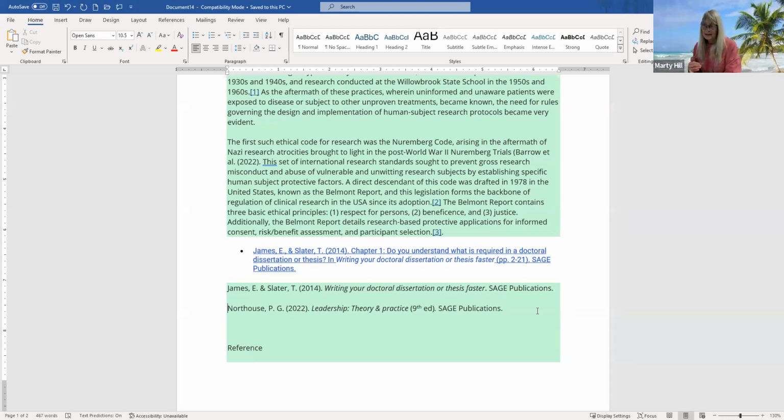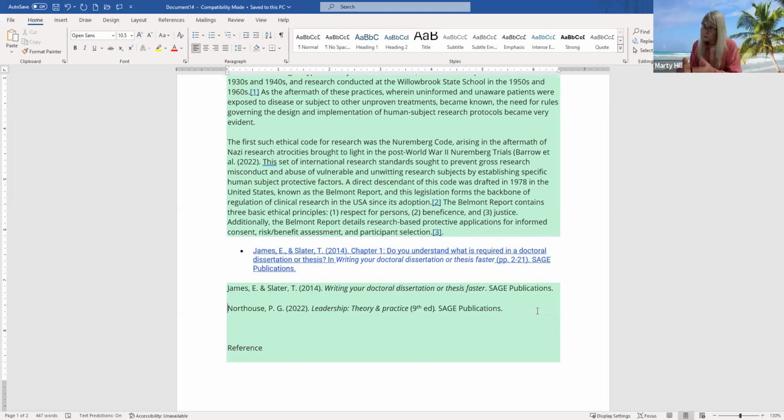Does that make sense? James and Slater have written every chapter. That is a non-edited book. They are the authors of that book. So for a non-edited book like James and Slater, or Her and Anderson, you don't provide the chapter numbers and the page numbers. You just provide the title of the book.